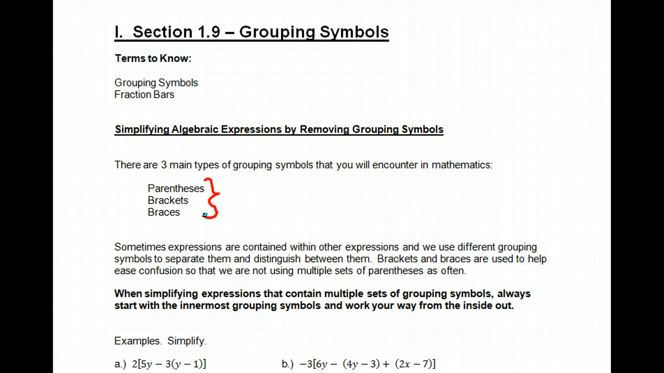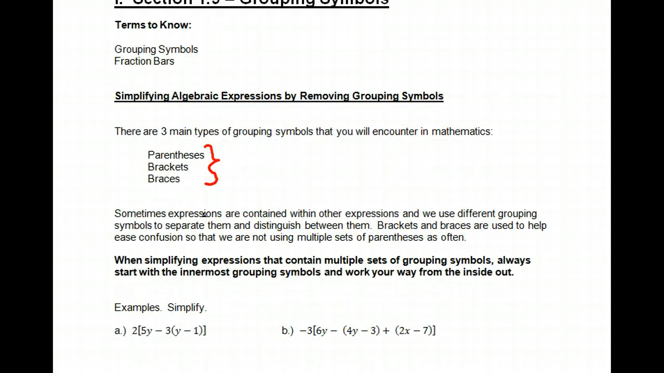Now, we use different types of grouping symbols because sometimes expressions are contained within other expressions. So it's necessary to be able to separate them and distinguish between them. The brackets and the braces are often used to help ease the confusion that we might encounter if we were to use multiple sets of parentheses within our particular expressions.